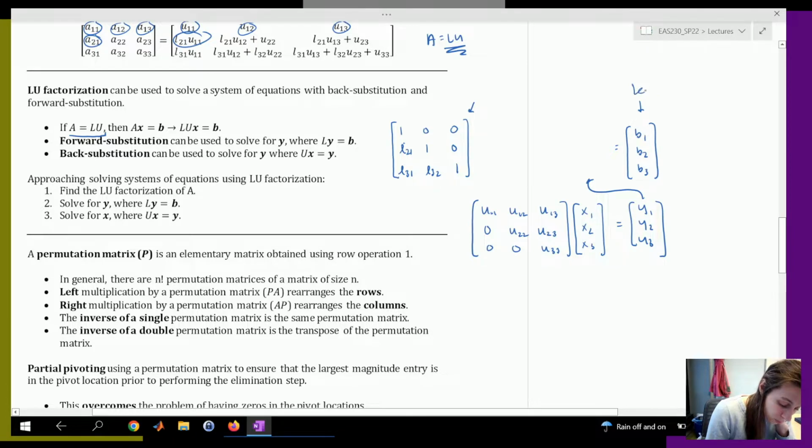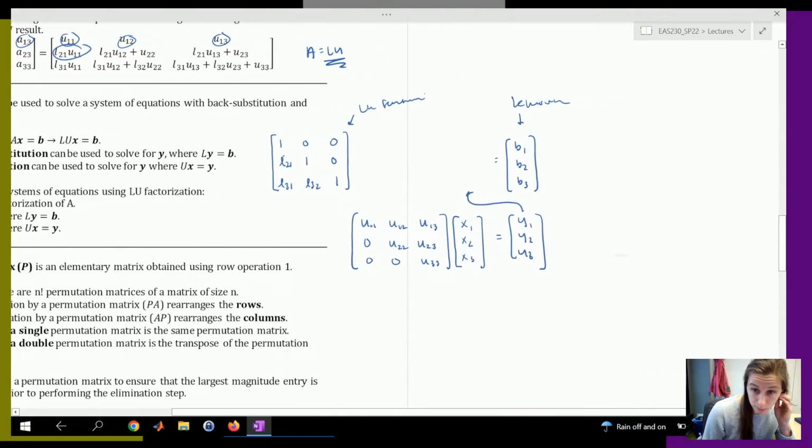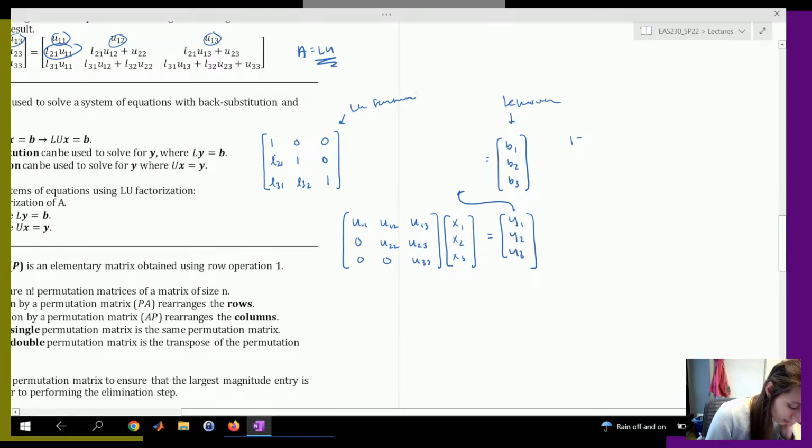Because B is known. That's just from our coefficients on the right-hand side. L is known from our LU factorization. So we can go ahead and solve for y using forward substitution. Here we can see that y1 equals b1. We can see that L21 y1 plus y2 equals b2, and L31 y1 plus L32 y2 plus y3 equals b3.